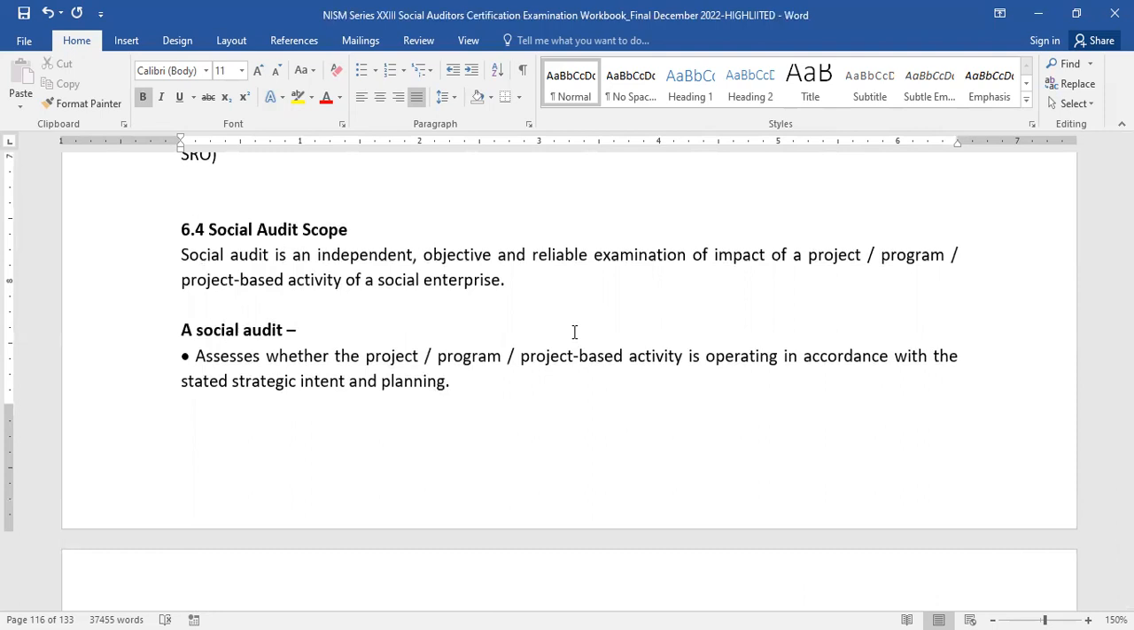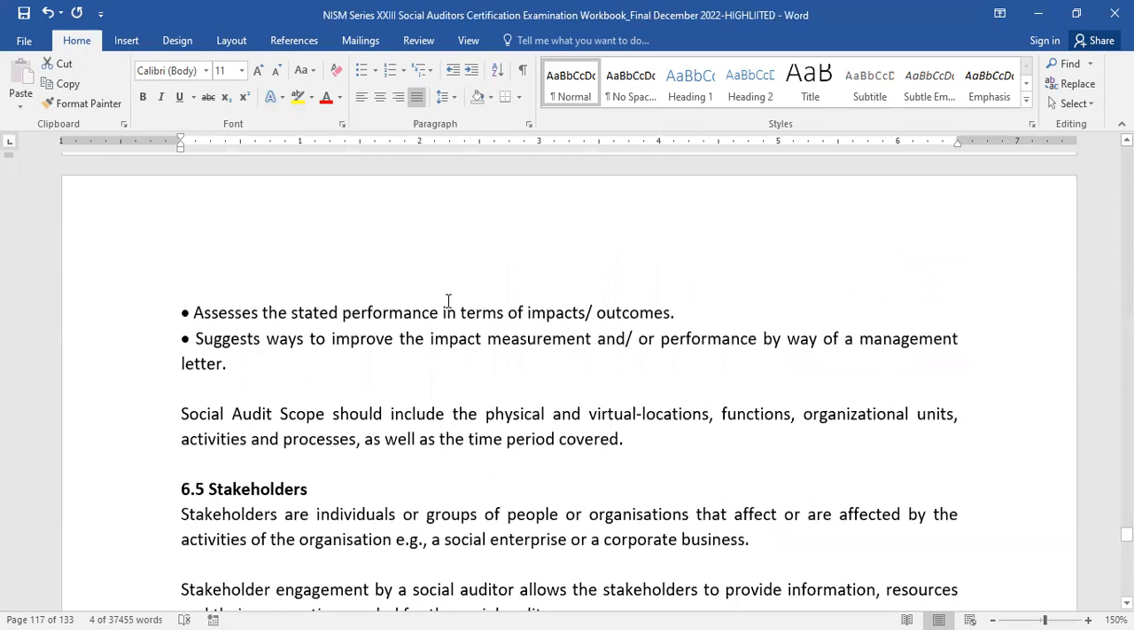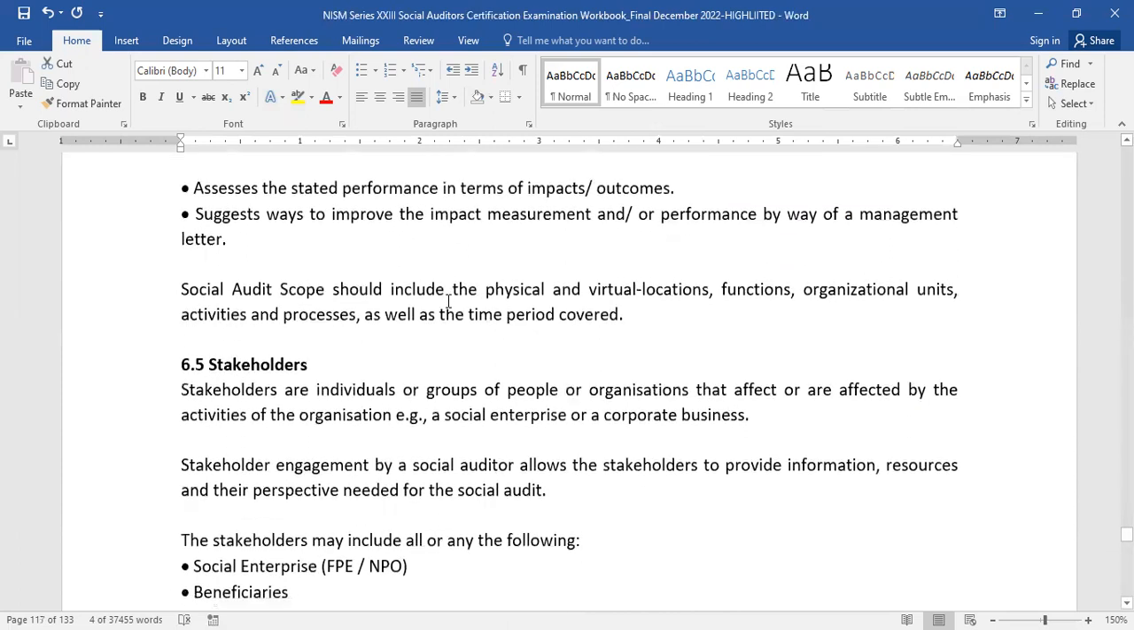Social audit is an independent, objective, and reliable examination of impact of a project, program, and project-based activities of social enterprise. A social audit assesses whether the project, program, project-based activities are operating in accordance with the stated strategic intent and planning. Assesses the stated performance in terms of impact, public outcomes. Suggest ways to improve the impact measurement and or performance by way of the management ladder. Social audit scope should include the physical and virtual locations, functions, organizational units, activities, and processes, as well as the time period covered.